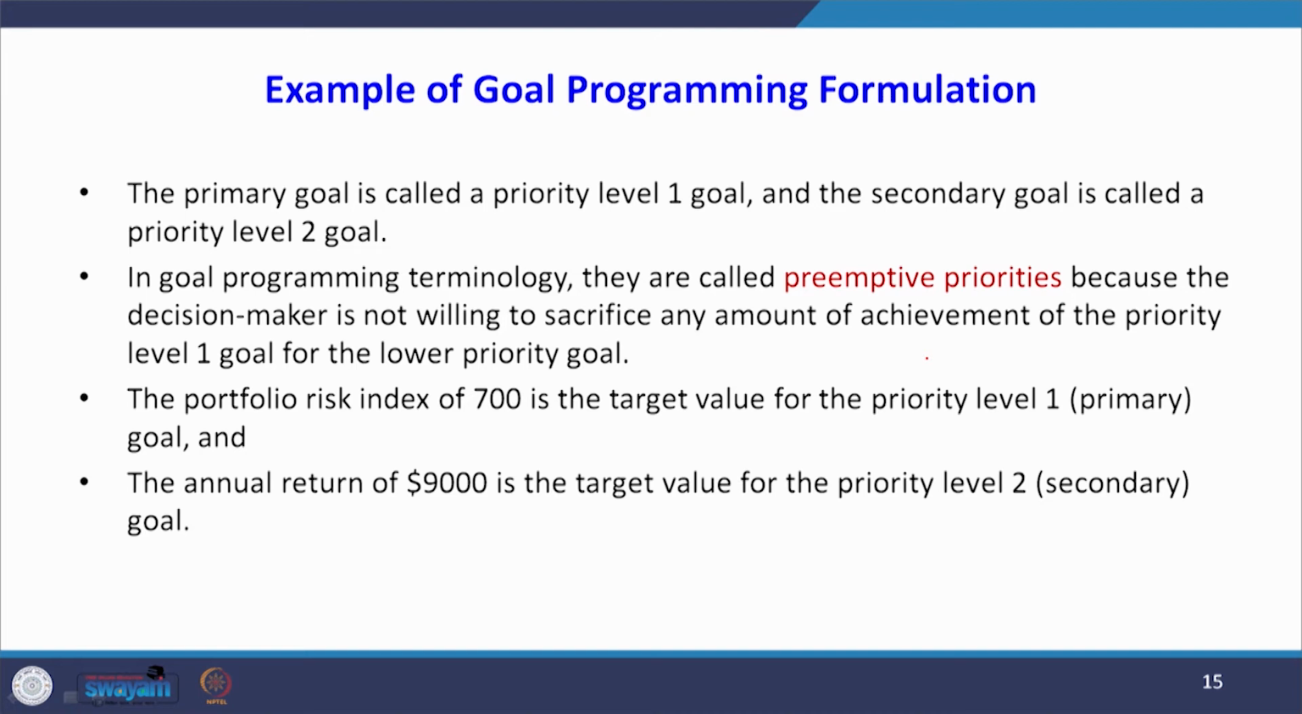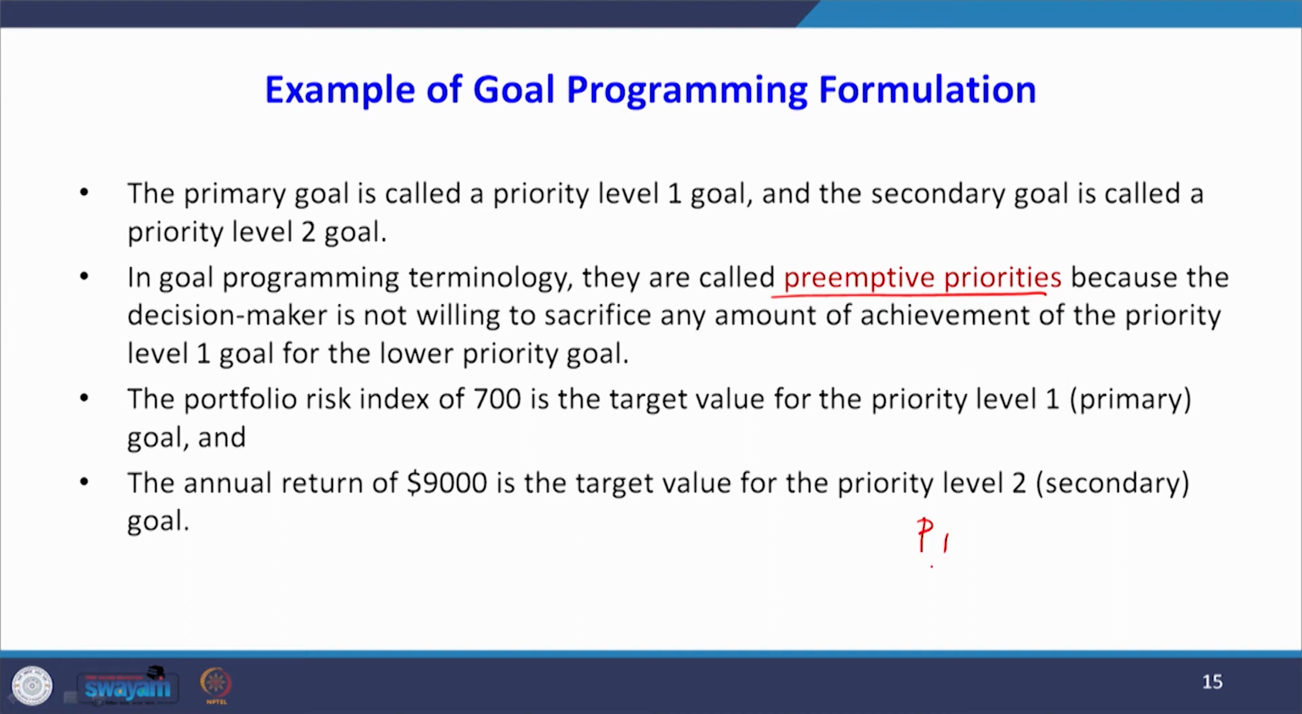The primary goal is called a priority level 1 goal and the secondary goal is called a priority level 2 goal. In goal programming terminology, they are called preemptive priorities, because the decision maker is not willing to sacrifice any amount of achievement of the priority level 1 goal for the lower priority goal. The portfolio risk index of 700 is the target value for the priority level 1 primary goal, and the annual return of $9,000 is the target value for the priority level 2, that is the secondary goal.